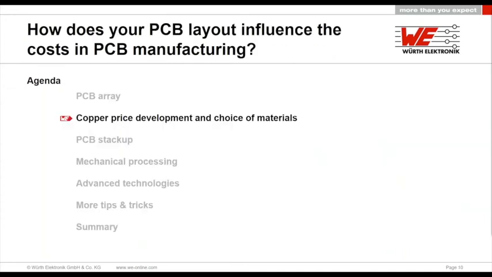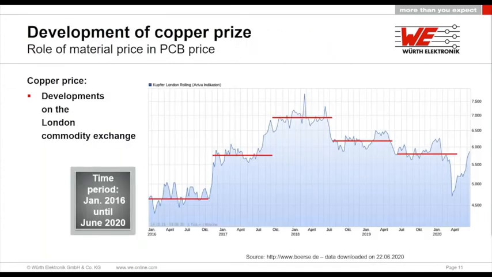So let's move on to materials. And we will start here with copper. Copper is a metal which is being traded on the London or on different commodity exchanges. Here, to give you an impression how the price develops, I took the figures from the London Commodity Exchange for copper. You can access this on different websites.